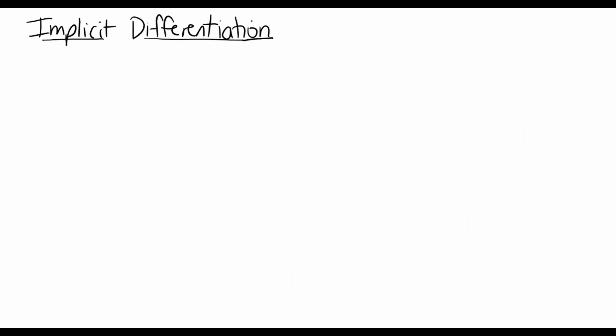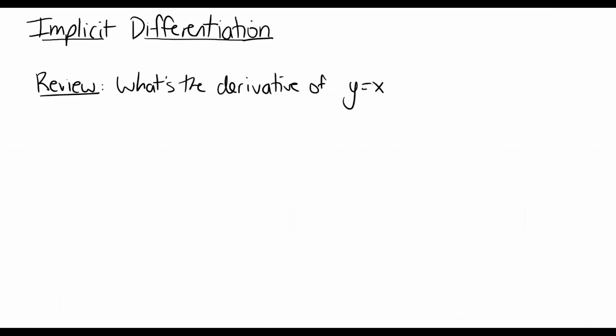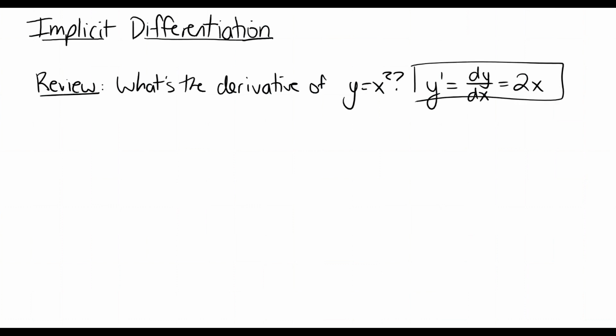Before we begin the discussion on implicit differentiation, let's first review our notation for derivatives. If I asked you to take the derivative of y equals x squared, you would probably at this point find this easy to do. It's 2x. What is this equal to? Well, the derivative, of course, which we can represent using y prime or dy dx. So when taking the derivative, the x squared becomes 2x and the y becomes y prime or dy dx.